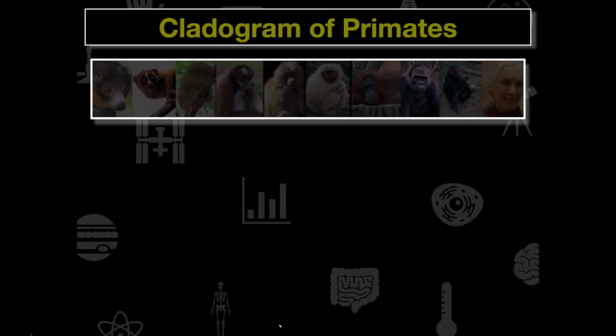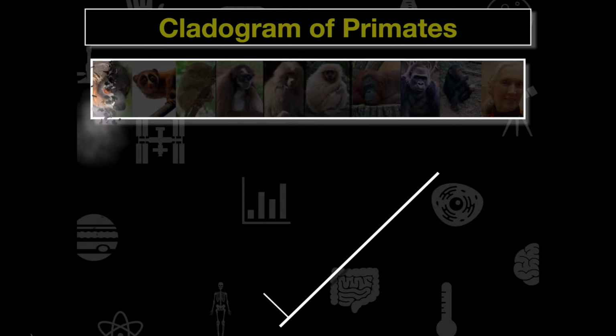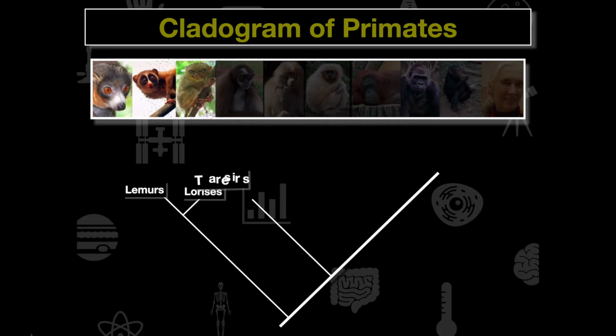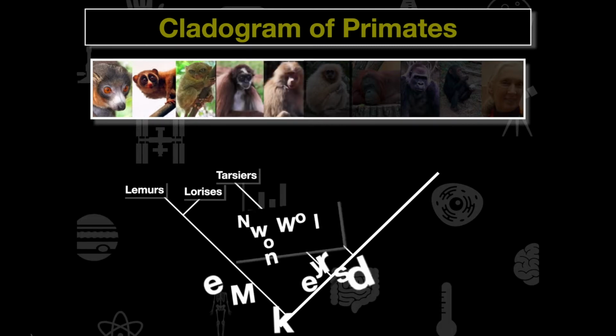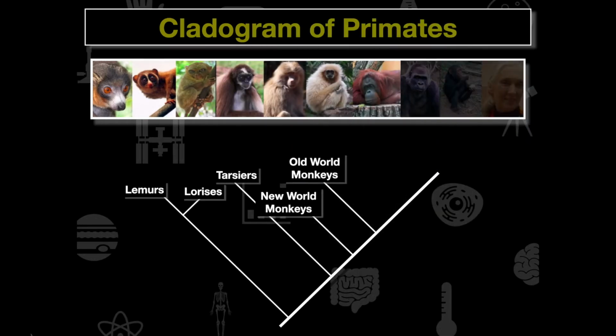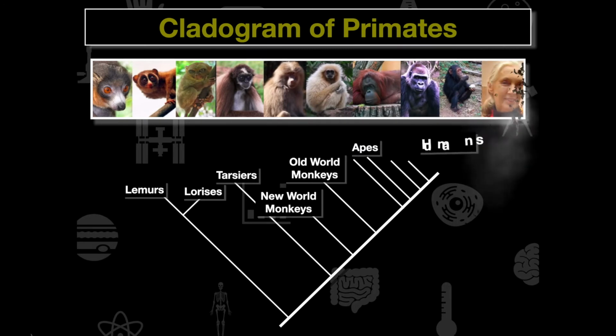Now, if we're looking at this cladogram of primates here, well, we can represent it like this. We can make a best guess based on morphology, but we can also make a best guess based on where they are geographically located. So what we see here is lemurs, and then lorises, and then we have our tarsiers, and then we have our New World monkeys, we have our Old World monkeys, we have our great apes, and then we have humans here.